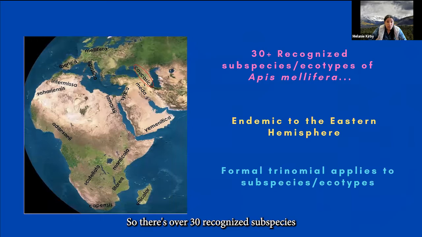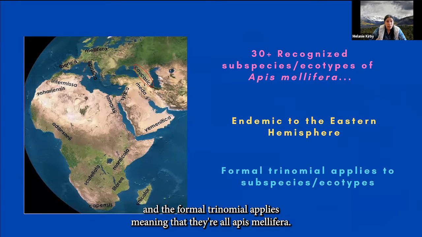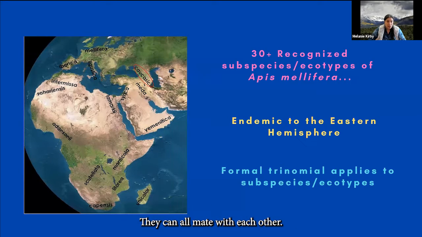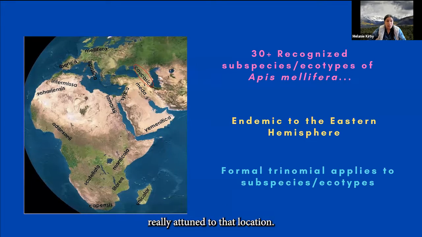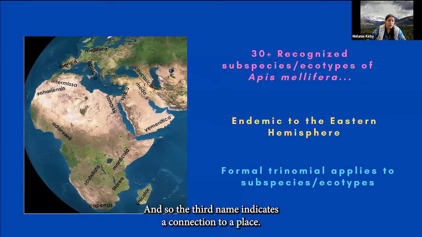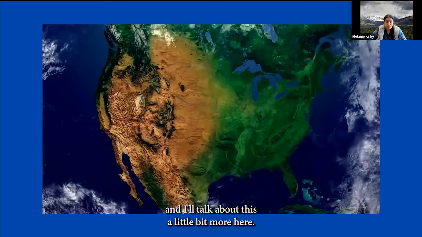So there's over 30 recognized subspecies or ecotypes of Apis mellifera. They're considered to be endemic to the Eastern Hemisphere. And the formal trinomial applies, meaning that they're all Apis mellifera. They can all intermate with each other, but depending on where they became most acclimated, they become really attuned to that location. And so the third name indicates a connection to a place. So we have Apis mellifera intermissa, Apis mellifera iberica, Apis mellifera mellifera, Apis mellifera ligustica, and I'll talk about those a little bit more here.